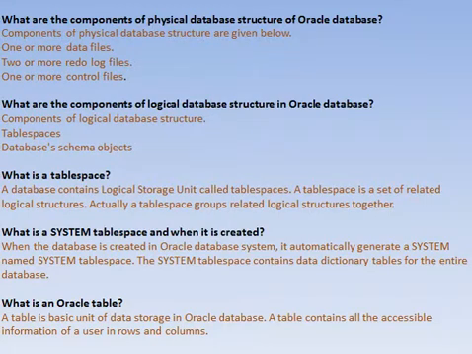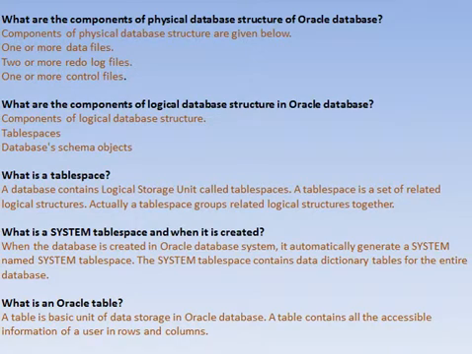What are the components of physical database structure of Oracle database? Components of physical database structure are given below. 1 or more data files. 2 or more redo log files. 1 or more control files.